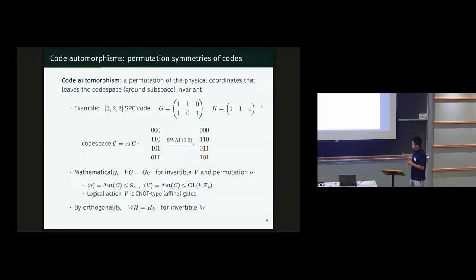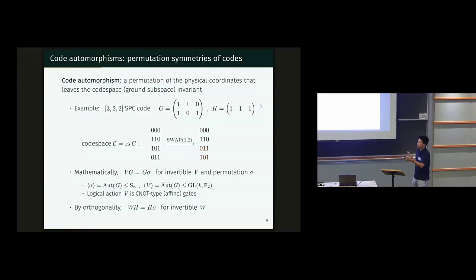Now, from a more coding theoretic perspective, the automorphism of a code is essentially a permutation of the coordinates that leaves the code space, or the ground state subspace, invariant. As a simple example, here I take the [3,2,2] single parity check code. This means there are 3 bits, 2 logical bits, and the distance is 2. It's a classical code. The parity check matrix is, because it's called single parity check, just 1, 1, 1. And this just enforces that your code words have even weight.